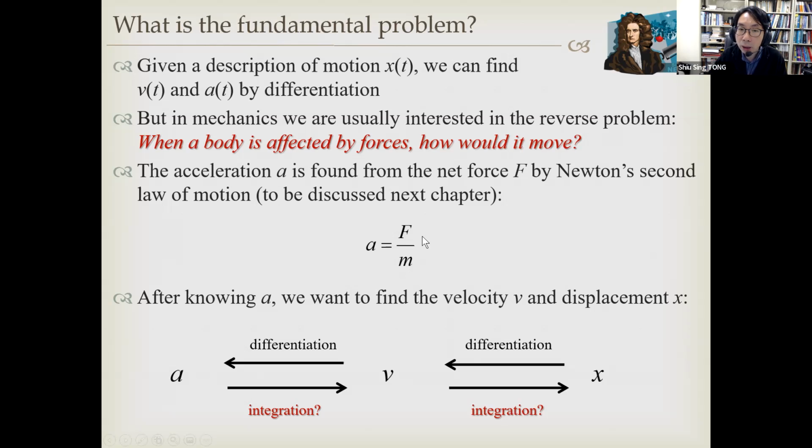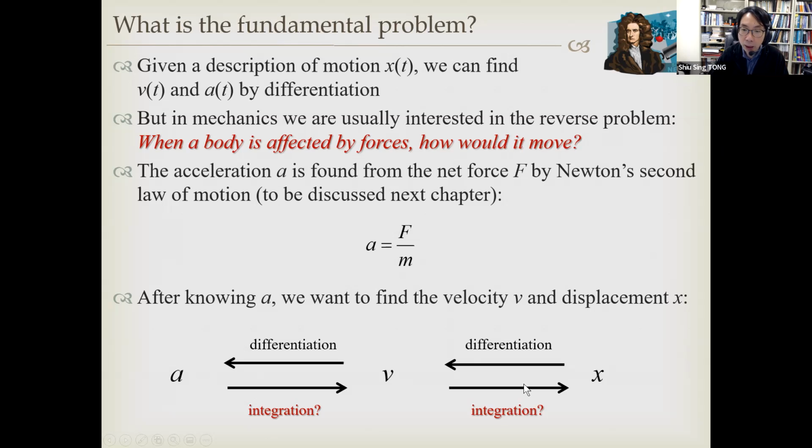So if F is given, if I know what forces are acting on the object, I essentially know the acceleration, right? But my ultimate goal is not only knowing the acceleration, but I want to know the velocity and the displacement of the object at different times. So after knowing the acceleration from the force, I have to find the velocity and then the displacement.